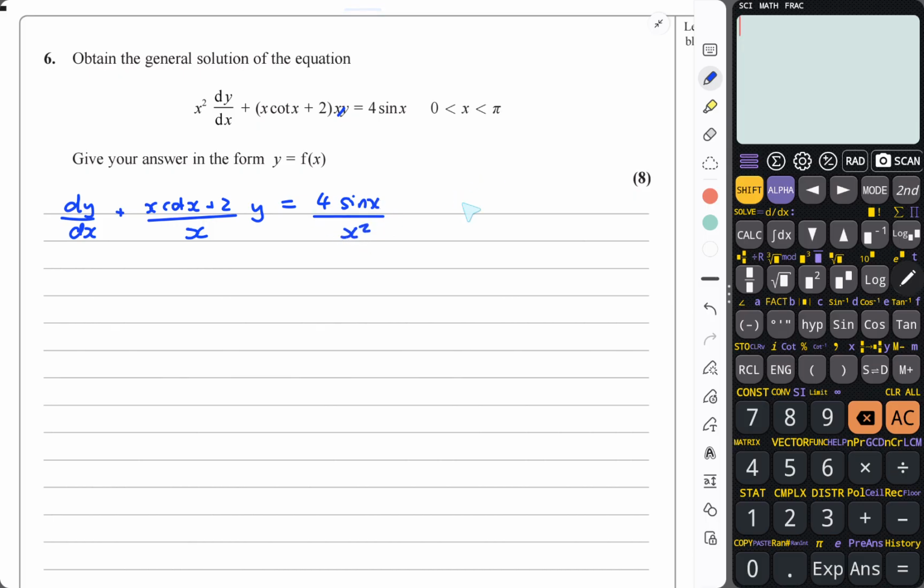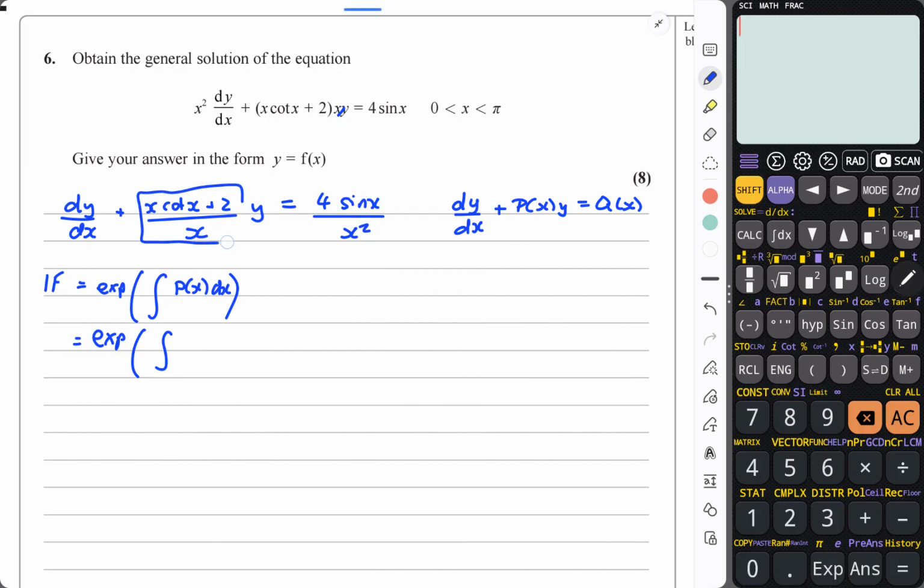This is now in the required form because we need to get in the form dy dx plus p of x times y is equal to q of x, where p and q are some functions. We can now work out the integrating factor, which is the exponential of the integral of p of x. Obviously, you can write it with e, but I prefer to write exponential just to give myself more space to do the workings. So our p of x is just everything that we are multiplying y by. So that's (x cot x plus 2) over x dx.